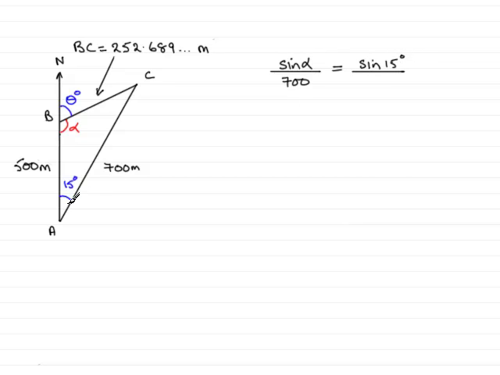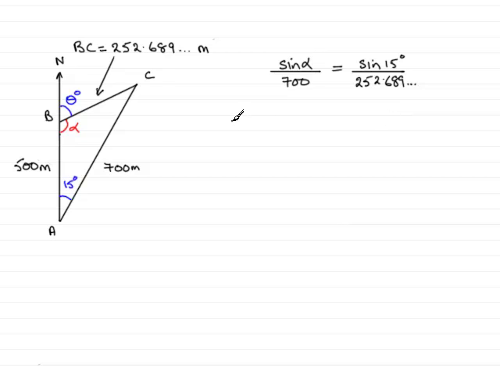And the opposite side to the 15 degrees is BC, and that is 252.689 and so on. That was what we had in the first part of the question. And be careful, don't use 253, the rounded up version, because if you do, the chances are you'll have an inaccurate answer at the end.